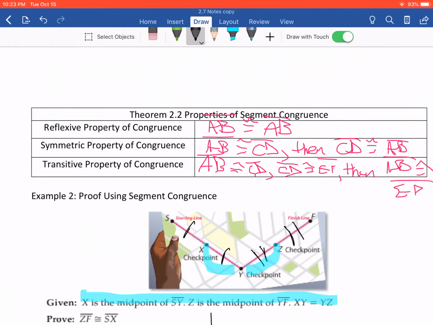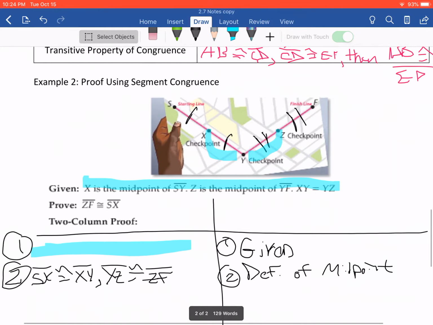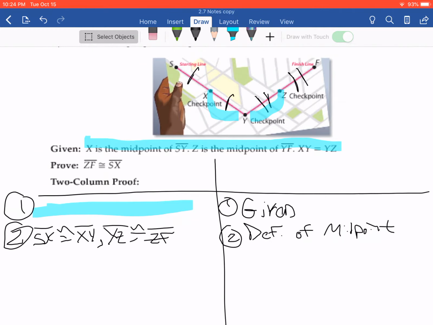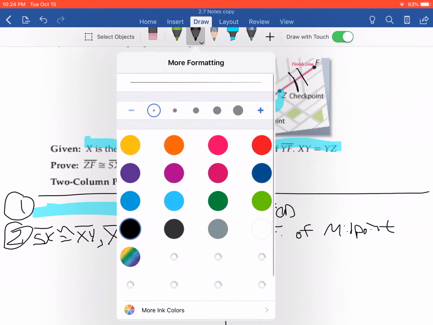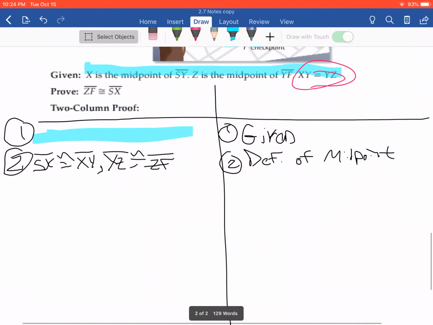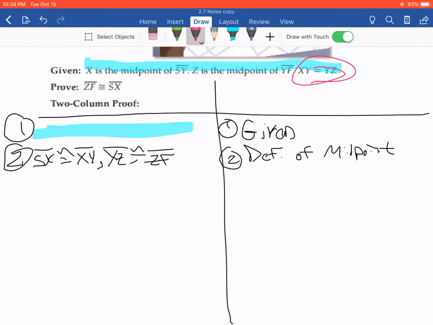So when you have a midpoint, since I have this midpoint, I know that the distance from S to X must be equal to the distance from X to Y. That allows me to say that those two line segments are congruent. Now I want to talk about the entire thing being congruent. So I need to change this distance right here, XY is equal to YZ, into a statement of congruence. The way we do that is definition of congruency.